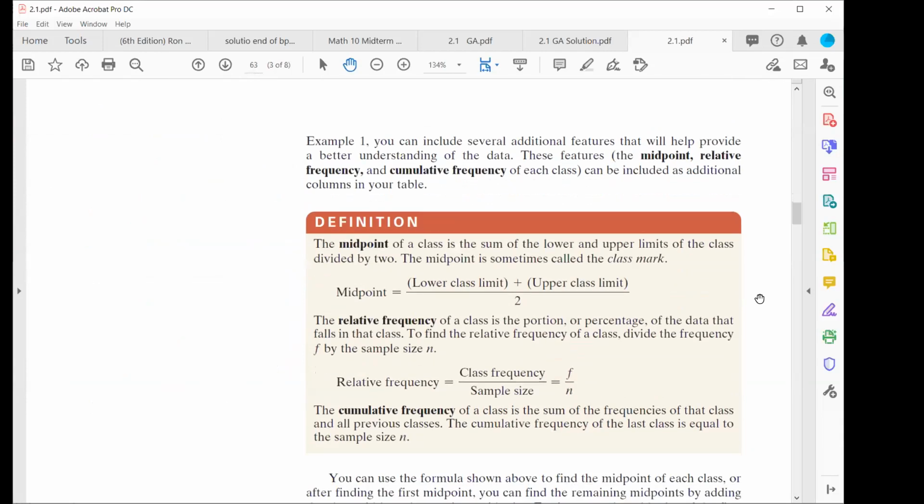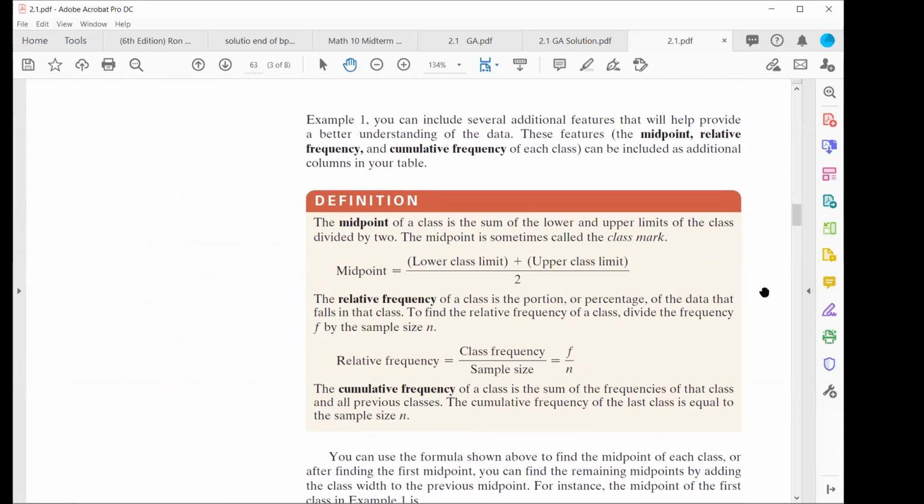So in example 1, you can include several additional features like midpoint, relative frequency, and cumulative frequency to the data. Take a look at the definition. In this definition, you have the definition of the midpoint or middle value. The midpoint of a class is the sum of the lower and upper limits divided by 2. So you take the lower limit of the first class, you add it to the upper limit of the same class, and you divide it by 2, and you call it midpoint.